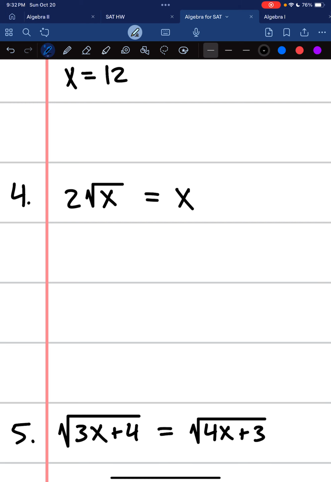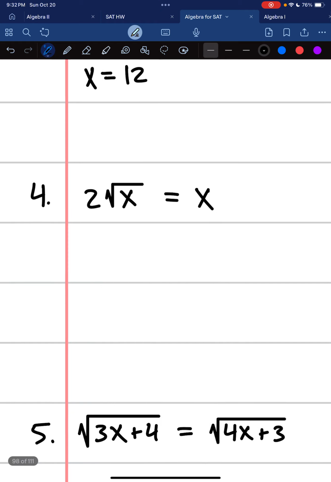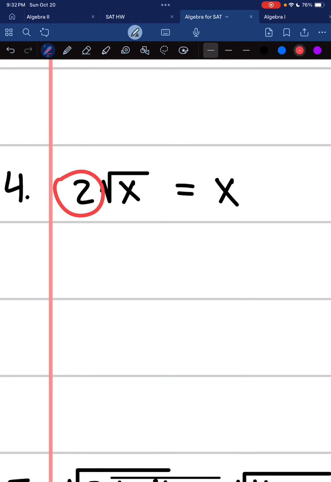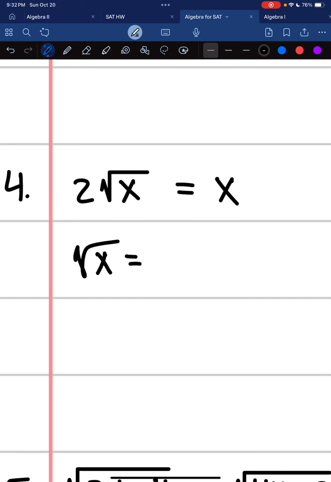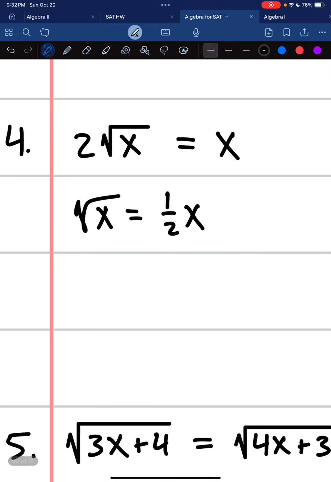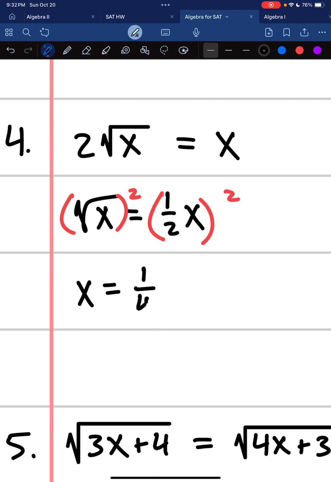So the way that we're going to solve this is I'm going to first isolate my radical again. So I need to get rid of this 2. And I'm going to do that by dividing both sides by 2. So I end up with root x equals 1/2 x. Now I'm going to square both sides, and I end up with x equals 1/4 x squared. So when we square 1/2 x, this exponent is going to apply to both the 1/2 and the x. So we end up with 1/4 x squared.